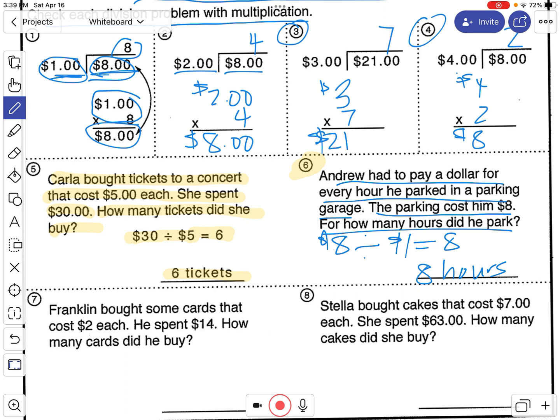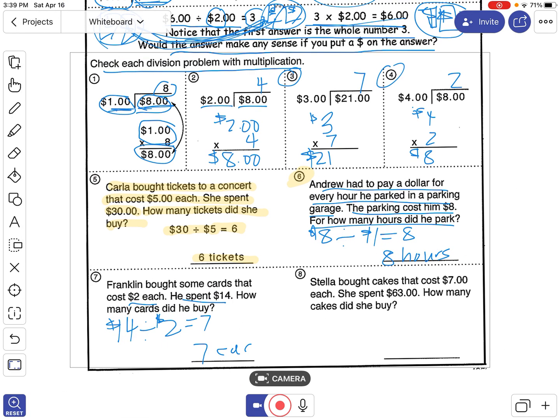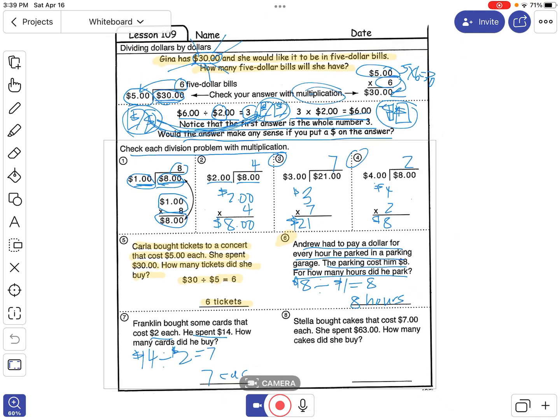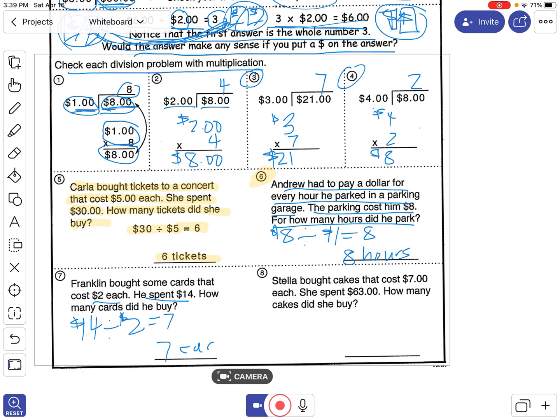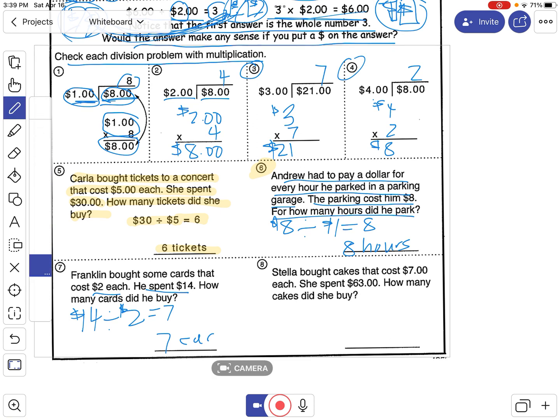Franklin bought, you should have already done this, Franklin bought some cards that cost $2 each. He spent $14. How many cards did he buy? We're taking his $14 and splitting it up, or dividing it, into $2 cards. That's supposed to be a dollar sign. And that equals 7 cards. Okay, didn't mean to do that. Stop, stop, stop. I've got to go back to my pencil there. Okay, 7 cards.